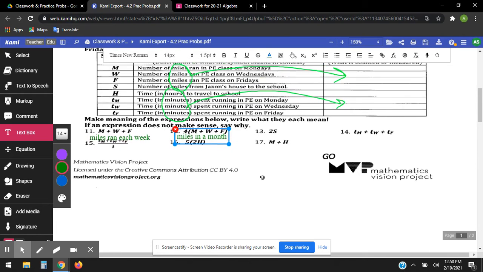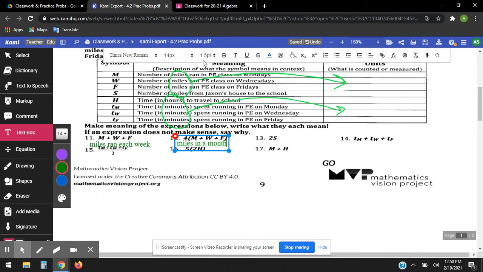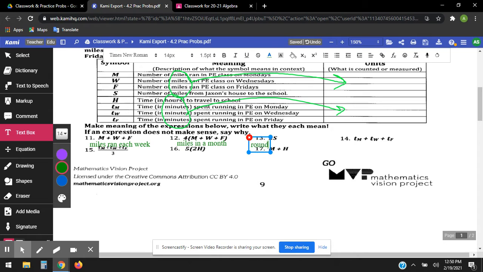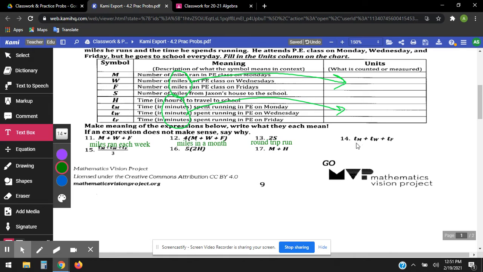K2S. What's S? Let's look up here. S is the number of miles from Jackson's house to the school. Well, if he's doing it twice, he's starting at home, going to the school, then coming back home. So that would be a round trip. We'll just call it a round trip because he's going from home to school, back to home.